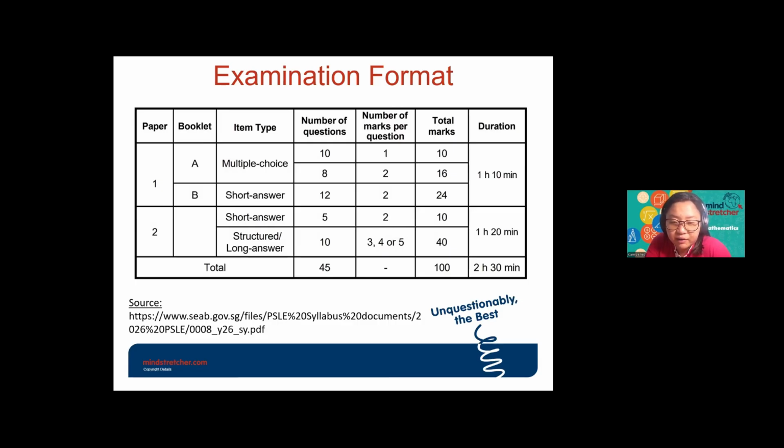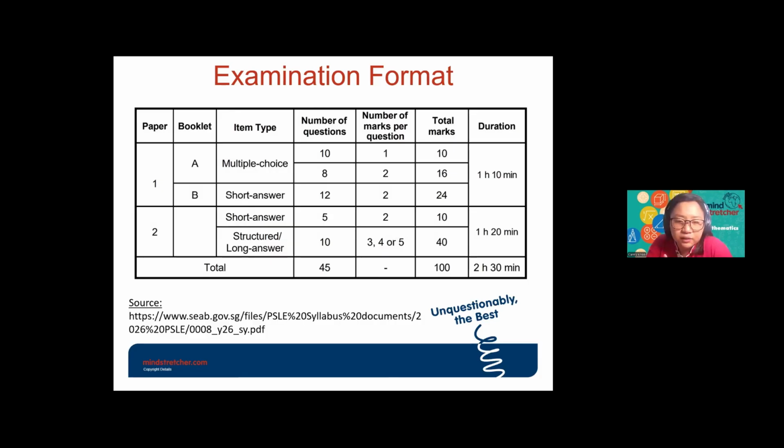The PSLE math paper is a total of 100 marks. Paper 1 is 50 marks. You have 1 hour, 10 minutes to do it: 18 MCQ and 12 short answer. So remember, for your short answer, you need to show your steps clearly. You cannot just write down the final answer. You need to show the steps of how you get the answer. That's for the short answer.